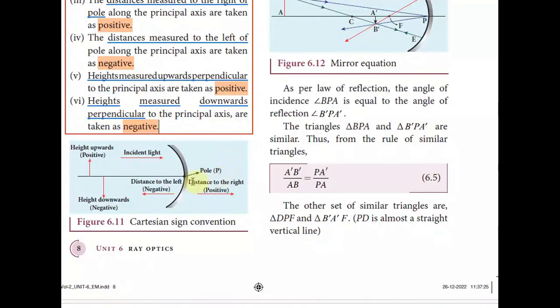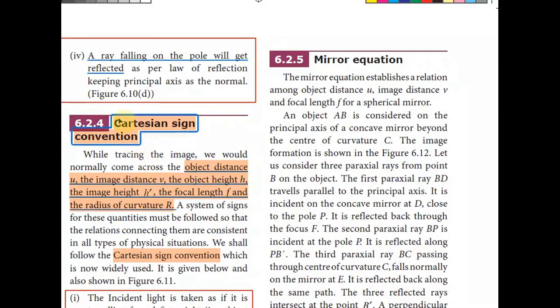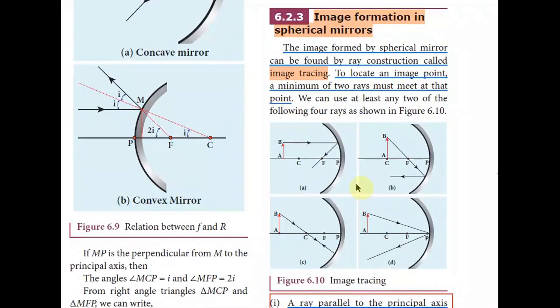So you can see this diagram which shows all these points in the Cartesian sign convention. This is the spherical mirror here, and this is the principal axis. The incident light is falling on the mirror, and here the distance to the left is taken as negative, and the distance to the right is taken as positive, and this is the pole of the mirror. Over here the height upwards is taken as positive, and the height downwards is taken as negative. So these are the things that you should remember about the image formation in the case of spherical mirrors.